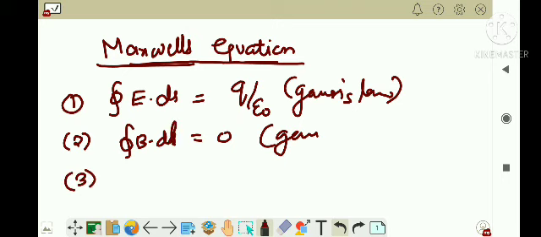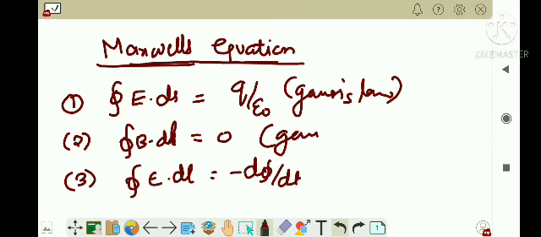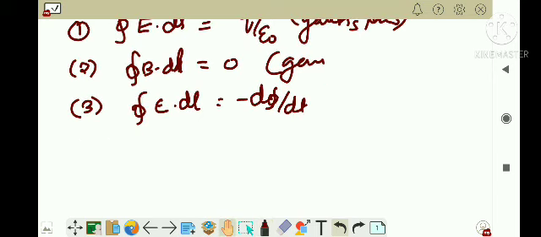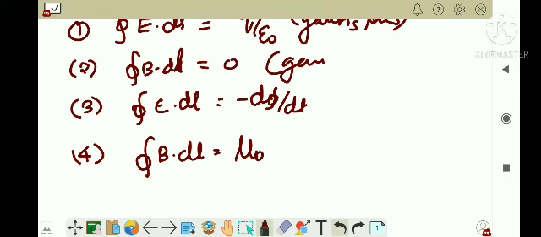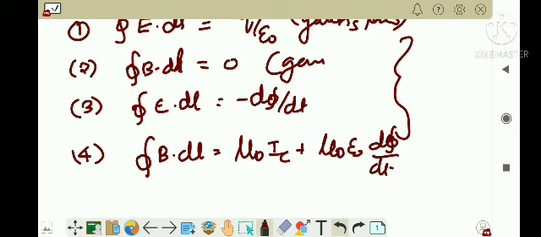Now the third equation, integral E dot dl is equal to minus d phi by dt. This is also something you have learned, right? That is Faraday's Lenz's law. Now similarly, what was the fourth equation? Integral B dot dl, which you have just learned, that is mu 0 I_C plus mu 0 epsilon naught d phi by dt, and this is Ampere-Maxwell's equation. These four equations are combinedly known as Maxwell's equations. Clear?